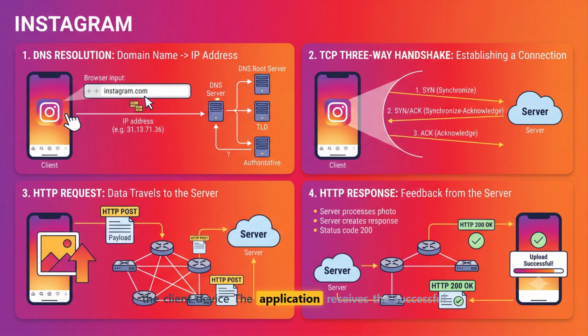The application receives the successful status confirmation, clears the loading state, and displays a success message to the user. This flawless loop represents the ideal path, but when things go wrong in production, engineers need a systematic way to see inside this lifecycle, leading directly to the tools we use for deep network inspection.